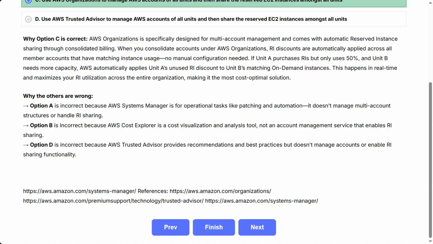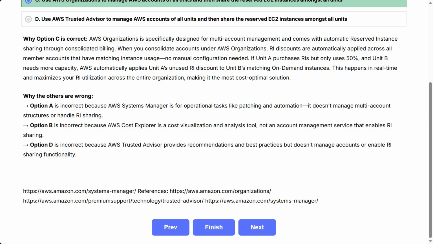If Unit A purchases RIs but only uses 50% and Unit B needs more capacity, AWS automatically applies Unit A's unused RI discount to Unit B's matching on-demand instances. This happens in real time and maximizes your RI utilization across the entire organization, making it the most cost optimal solution. Why the others are wrong.